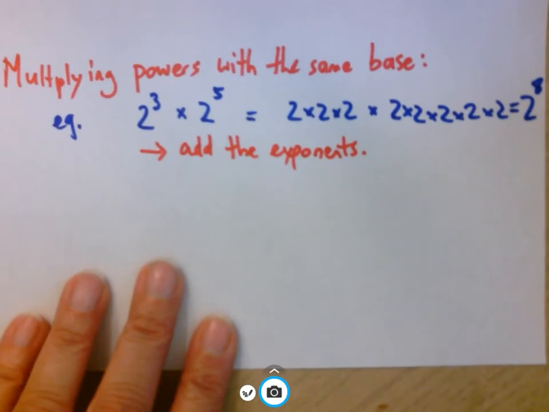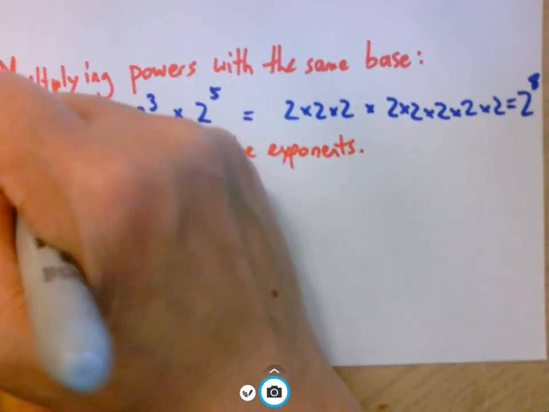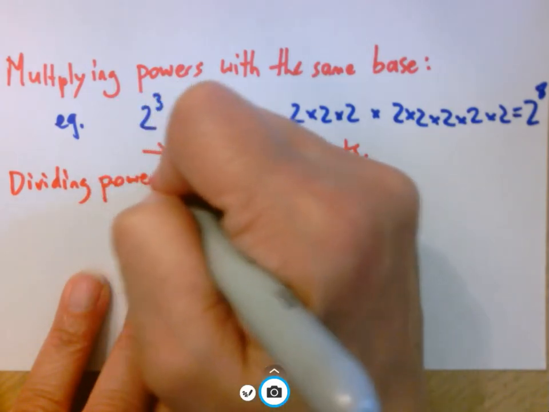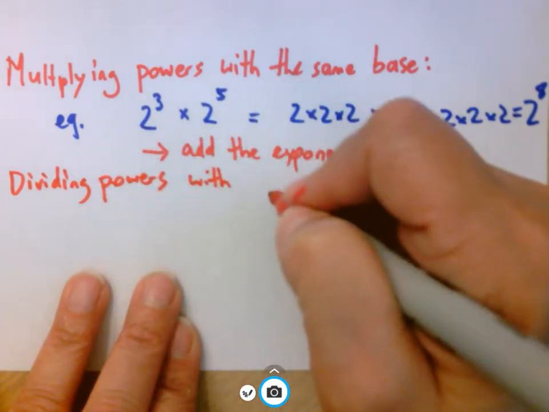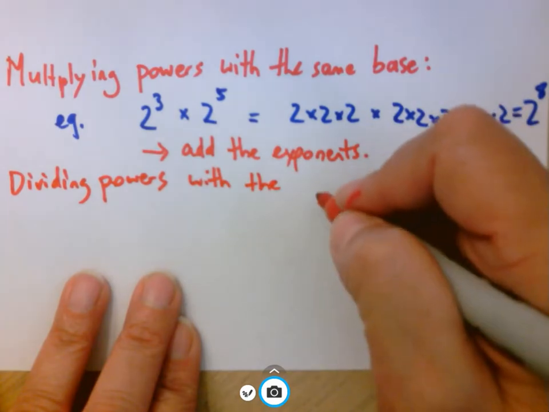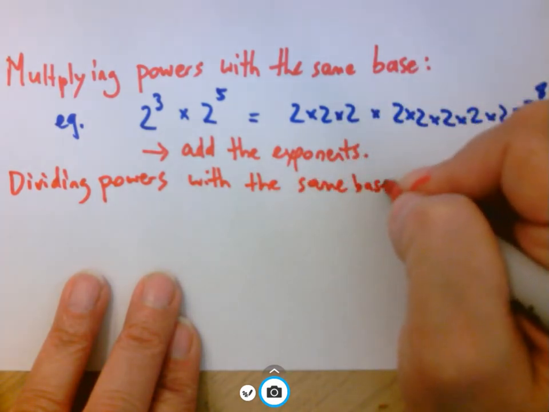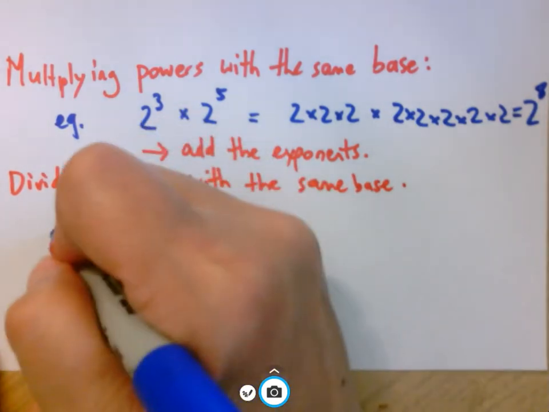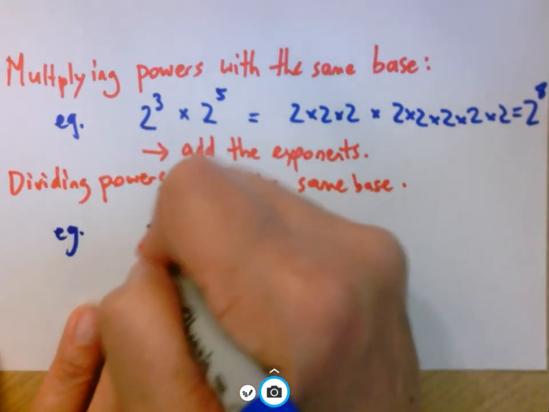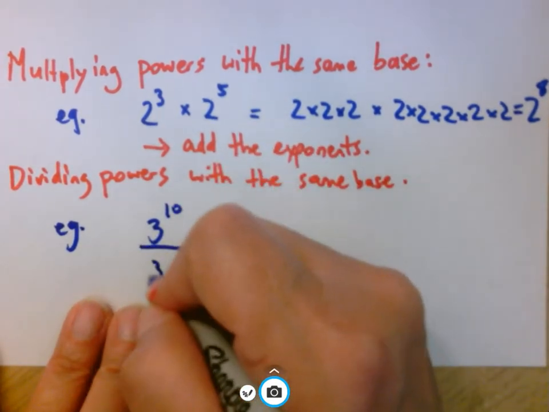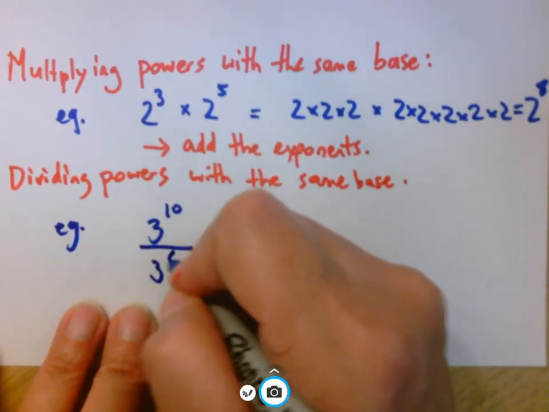Okay, the next one, dividing powers with the same base. Notice that they have to have the same base. They both have to be 2's or 3's or whatever with the same base. So let's do an example. 3 to the exponent 10 divided by 3 to the exponent 6.